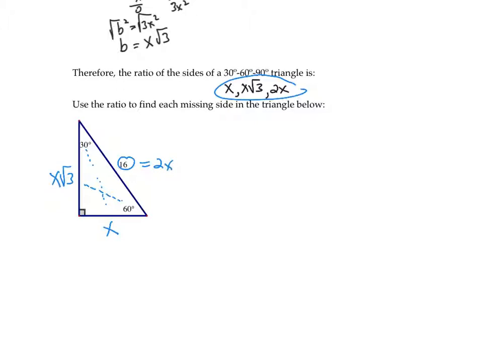Now if you take the time to label your three sides, one of those labels will give you an equation to solve. So take that equation, 16 equals 2x, and divide both sides by 2, and we end up with x is equal to 8. So that means that this side has to be equal to 8. And then the side opposite 60 degrees would be equal to 8 square root of 3. Final answer. So next we'll take a look at a few examples.